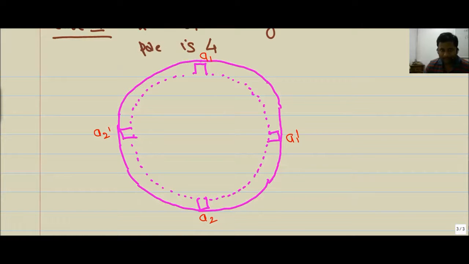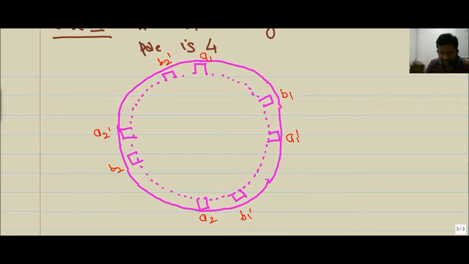Similarly, this is called basically B1, this is B1 dash. This is B1, this is called B1 dash. This is called B2, this is basically B2 dash. You can see that this is B1, this is B1 dash, this is B2, this is B2 dash.